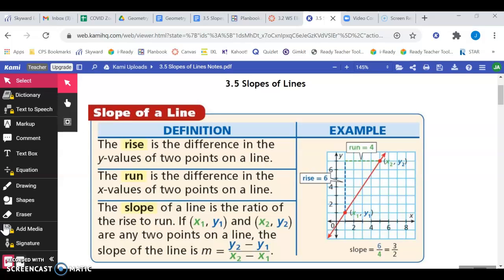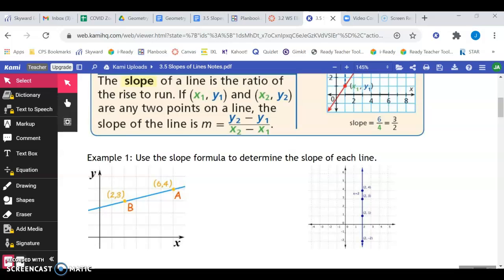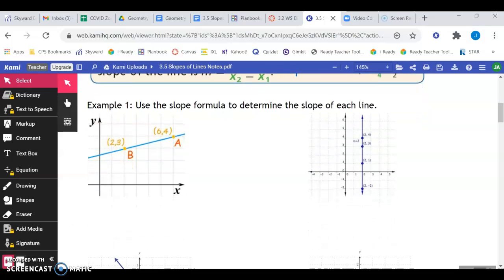So we can use rise over run to find slope, or we can use the slope formula here, which is y2 minus y1 over x2 minus x1. So if you're given 2 points, you can use the values out of those to plug into that formula. So the 1s and the 2s just mean out of the first point or out of the second point. So for some examples here, it says use the slope formula to determine the slope of each line.